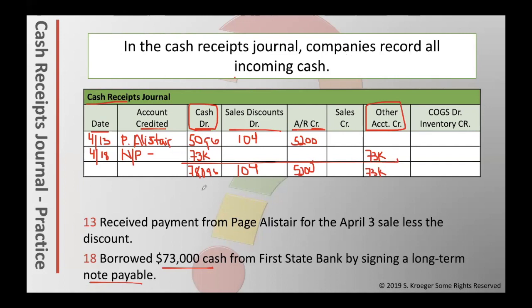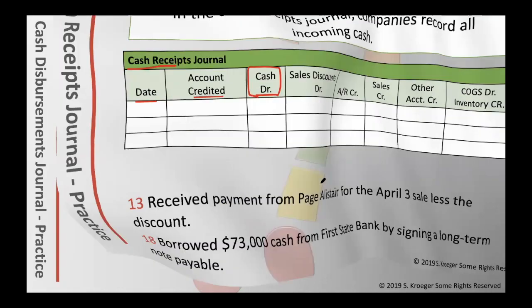We would go into the ledger for cash, post the $78,000. We'd go to the ledger for sales discounts, and we would make sure that the accounts receivable control account ledger is also up to date. This would be the cash receipts journal.